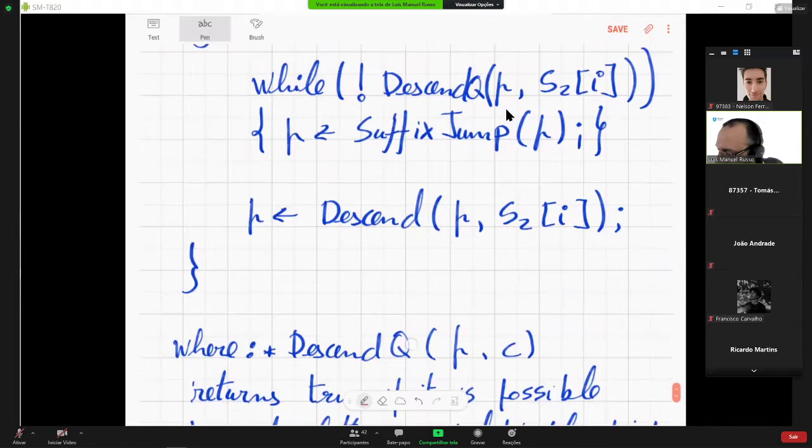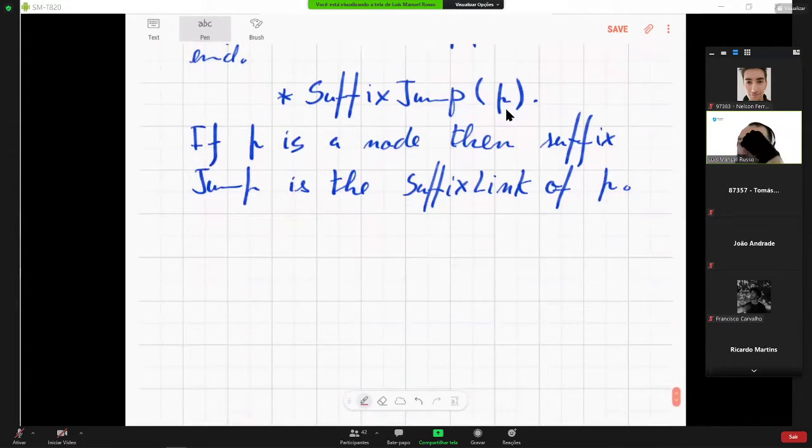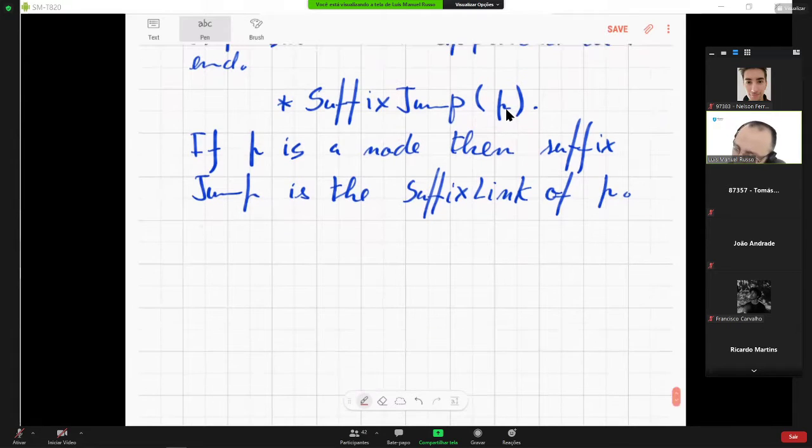By the way, let's go back here to our suffix jump thing. If it's a node, then it's fine. If it's not a node, then it's a bit trickier, and you need to do something called the skip count trick. The skip count trick is in Gusfield. I'm basically going to copy the image that's in Gusfield.